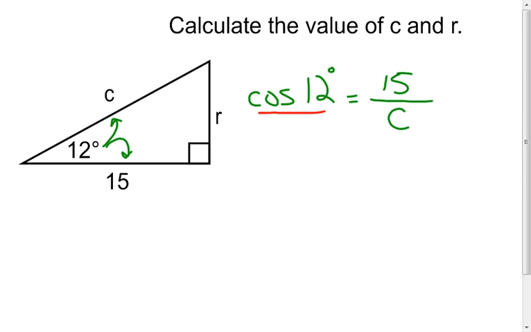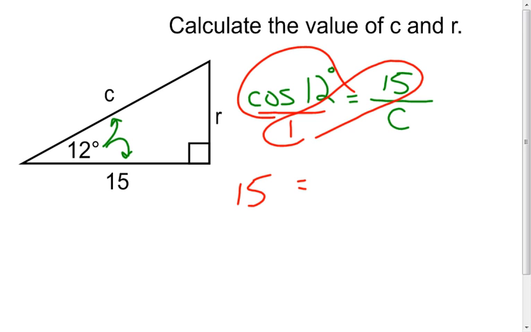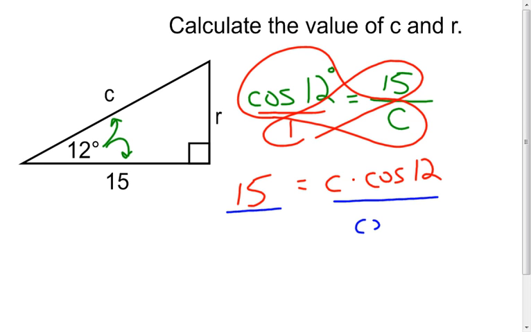Turn this into my ratio. Now I can cross multiply. So here I'm going to get 15 equal to, cross multiply this way. Now I'm going to have c times cosine of 12 degrees. Now remember, I'm trying to get c by itself. Continue on, I'm going to divide both sides by the cosine of 12. And the reason I do this is to get that c by itself. Cosine of 12 will divide out there. If I divide one side by the cosine of 12, I have to divide the other side by the cosine of 12.